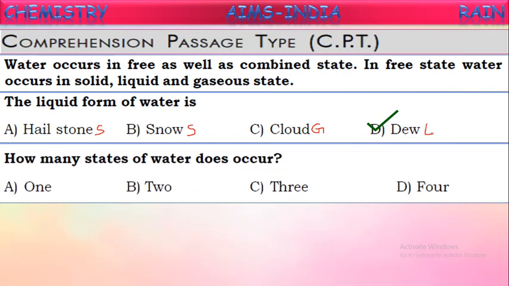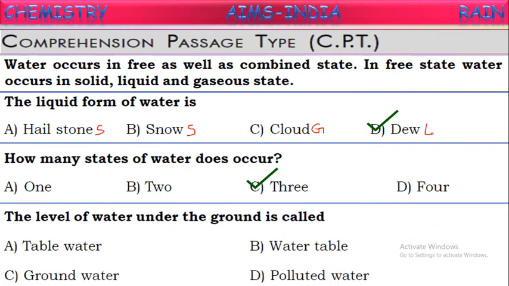Next. How many states of water occur? In how many states does water exist for us? Yes, solid state, liquid state and gaseous state. Totally in 3 states water is available for us.